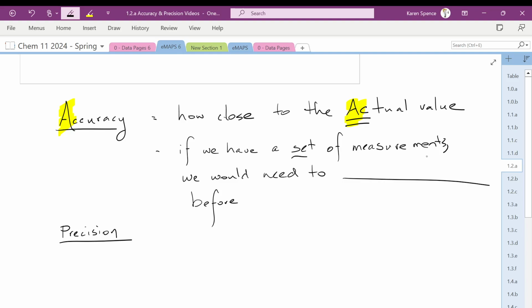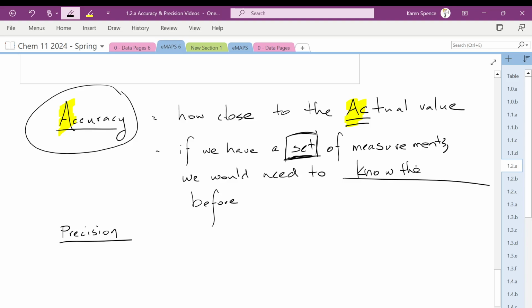So, if I have a set of measurements, do you remember like Tyler said, oh, please estimate my age, right? And everybody estimated the age. What would you need to do before you can judge the accuracy of that set of guesses? You have to know the actual age. That's the first thing.